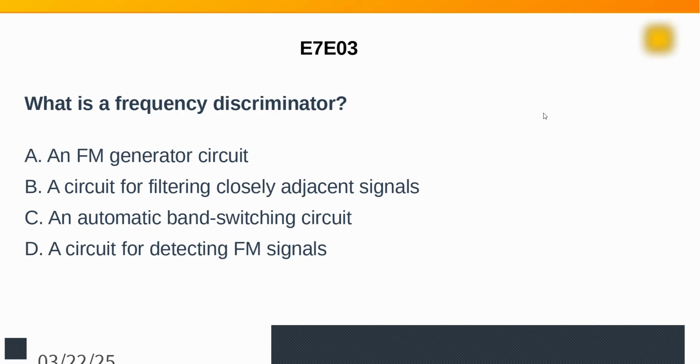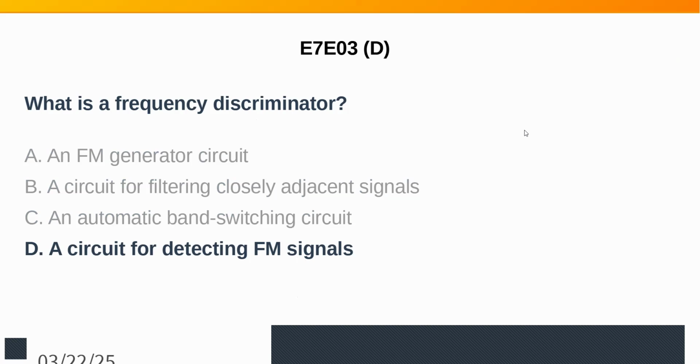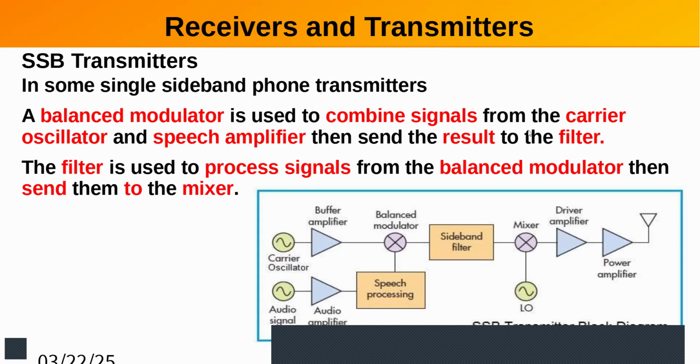So what is a frequency discriminator? This is a hard one. Okay, single sideband transmitters: the discriminator was used for FM. What's used for sideband? Product detector, as opposed to an envelope detector. Right.